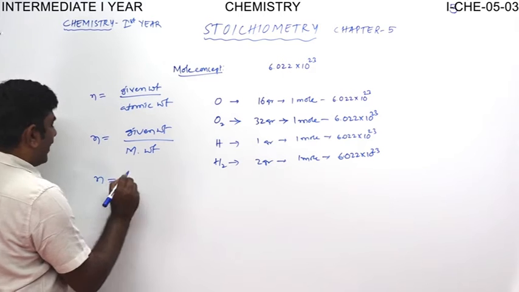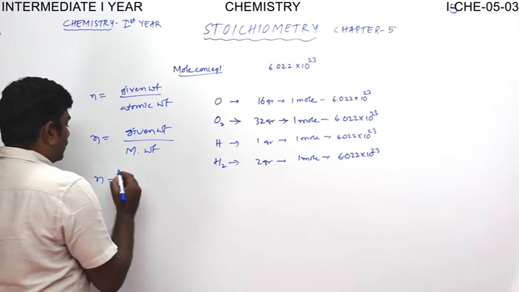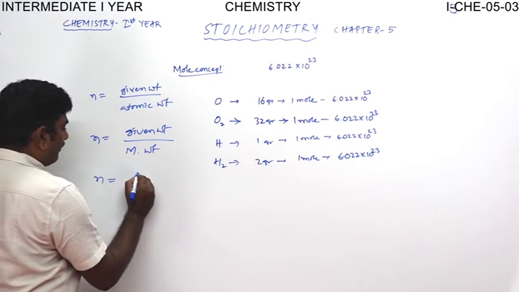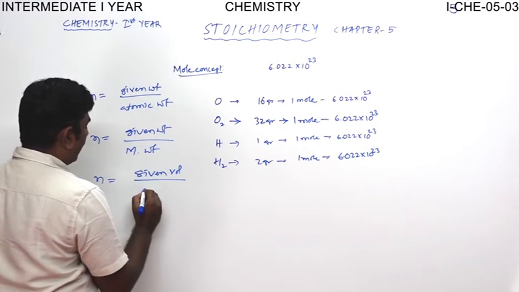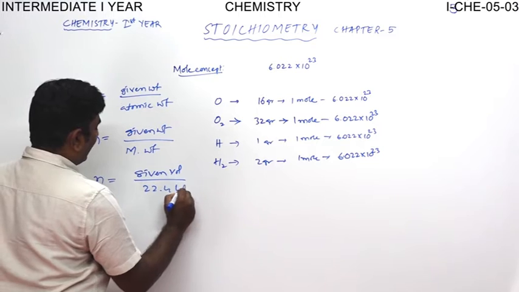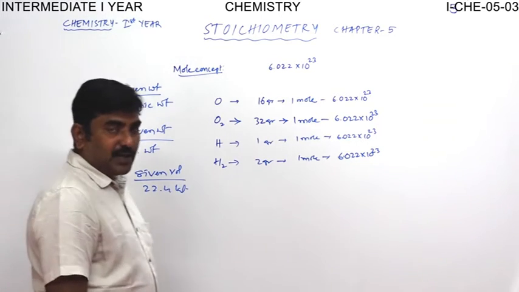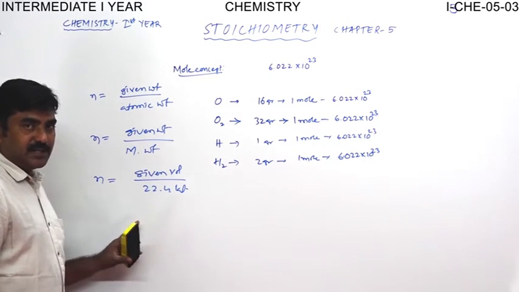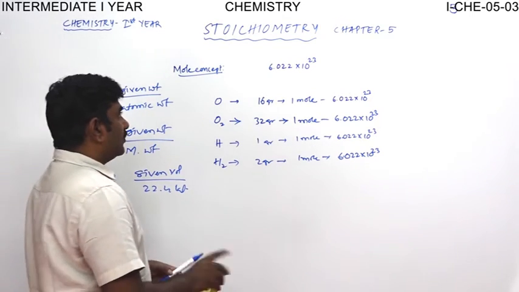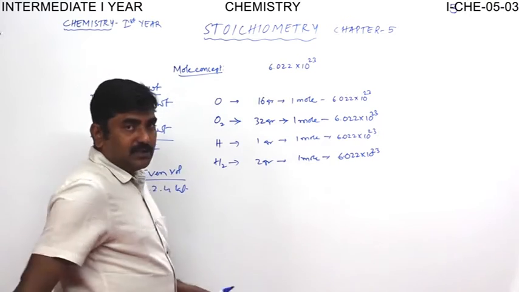So in the case of volume, how can we calculate the number of moles? Given volume by 22.4 liters, at the condition of STP. Let us do some problems on the mole concept.